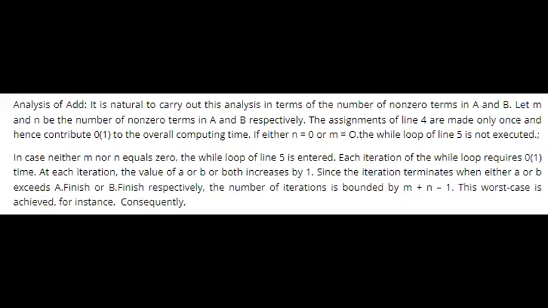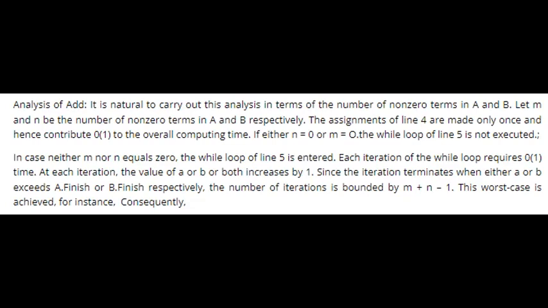Analyzing the addition, it is natural to carry out the analysis in terms of the number of non-zero terms in A and B. Let m and n be the number of non-zero terms in A and B respectively. The assignments of line 4 are made only once and hence contribute O(1) to the overall computation time. If either n equals 0 or m equals 0, the while loop of line 5 is not executed. In case neither m nor n equals 0, the while loop of line 5 is entered. Each iteration of the while loop requires O(1) time.